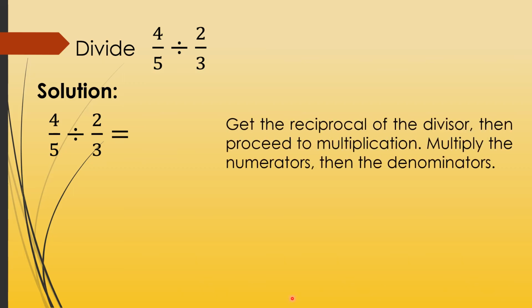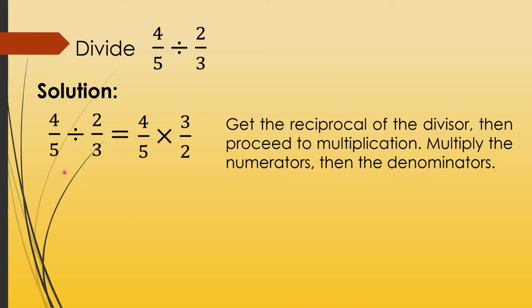So, let's have our example. Divide 4 over 5 and 2/3. So, for the solution, 4 over 5 divided by 2/3 will be, okay, get the reciprocal of the divisor and then proceed to multiplication. Multiply the numerators, then the denominator.